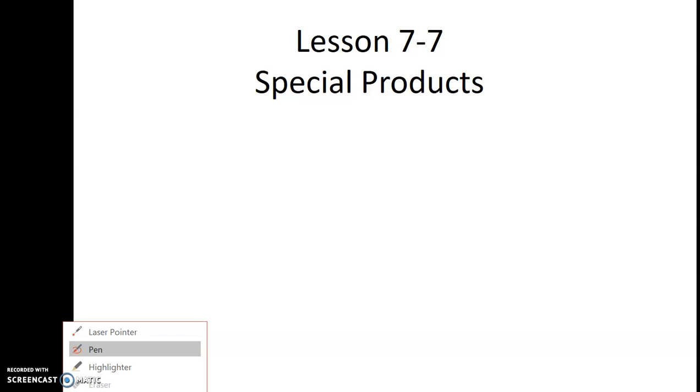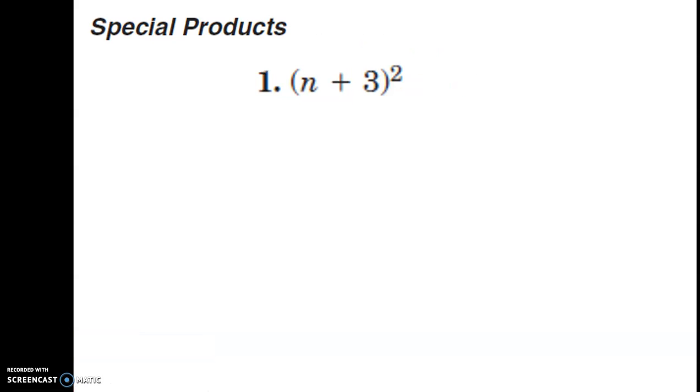Okay, guys, this is the last lesson for Chapter 7. This is on special products. It really piggybacks our 7-6 lesson where we multiplied two binomials together. We're just looking at different setups, different scenarios that we might see when it comes to multiplying our polynomials together. You will need your Skills Practice 7-7 worksheet, which you can find on this Canvas page attached with the video. So let's take a look at the first example.